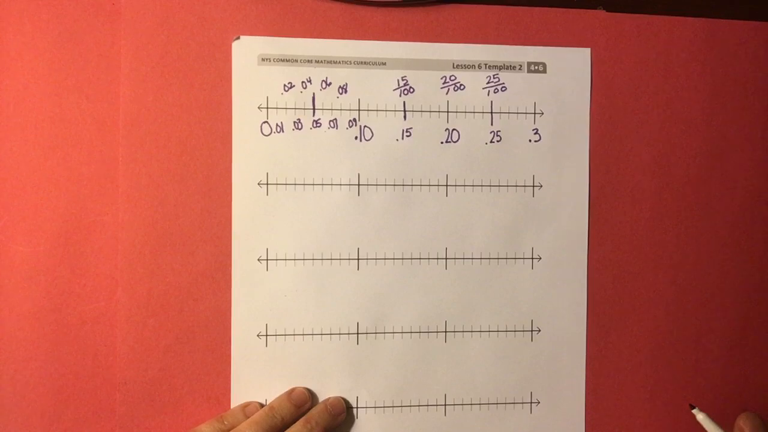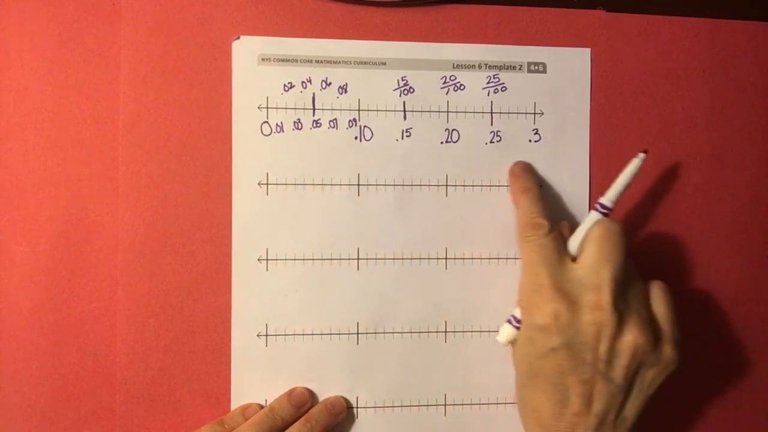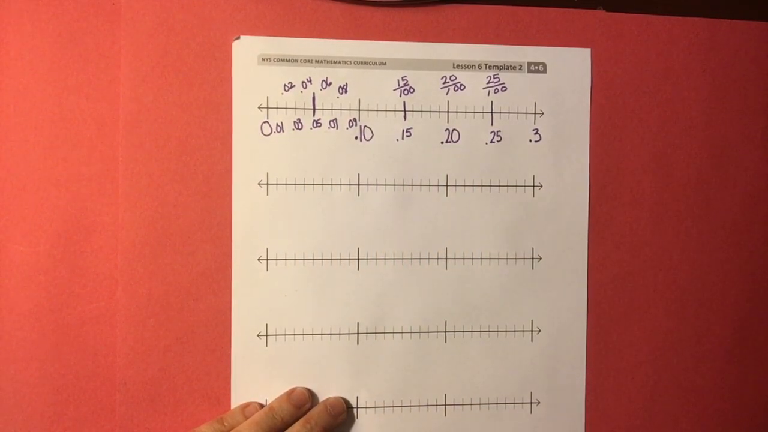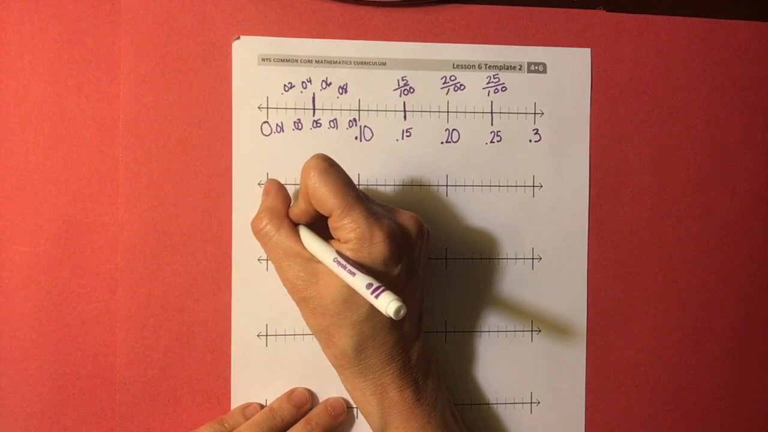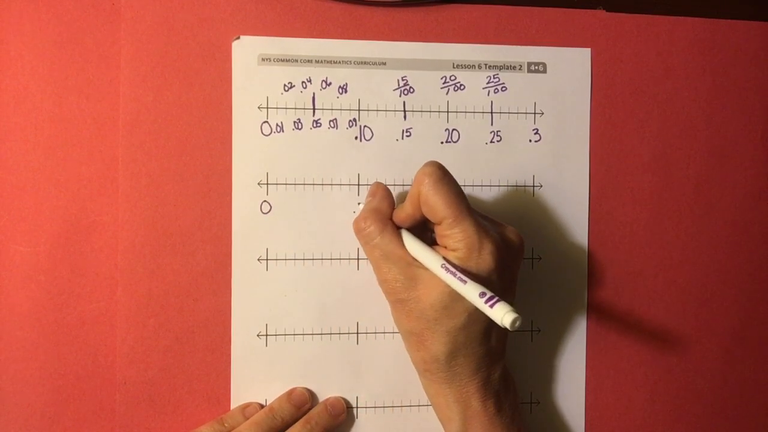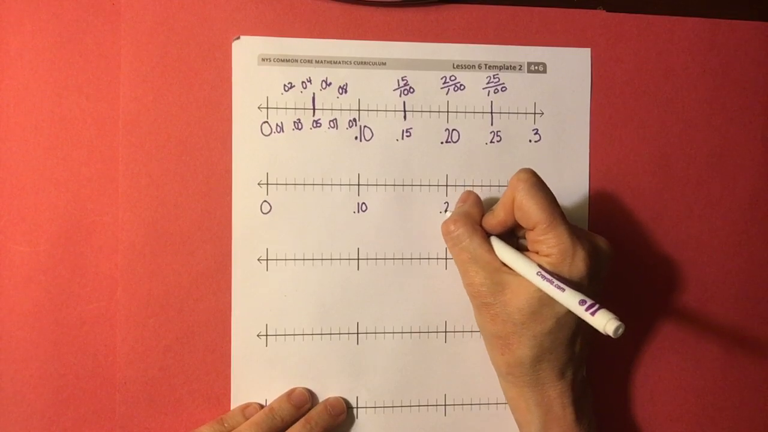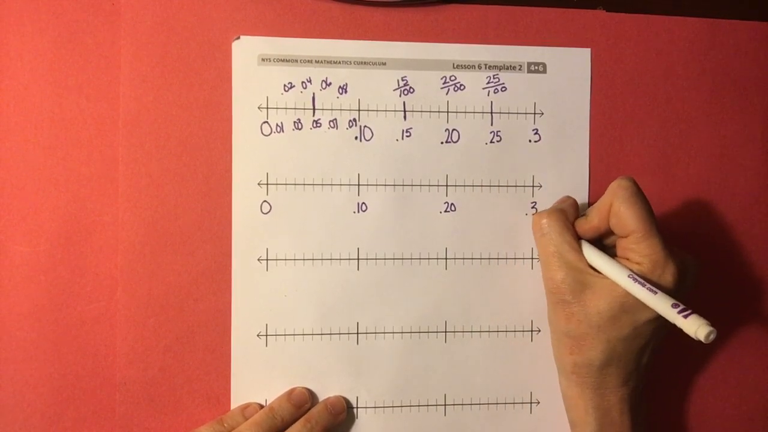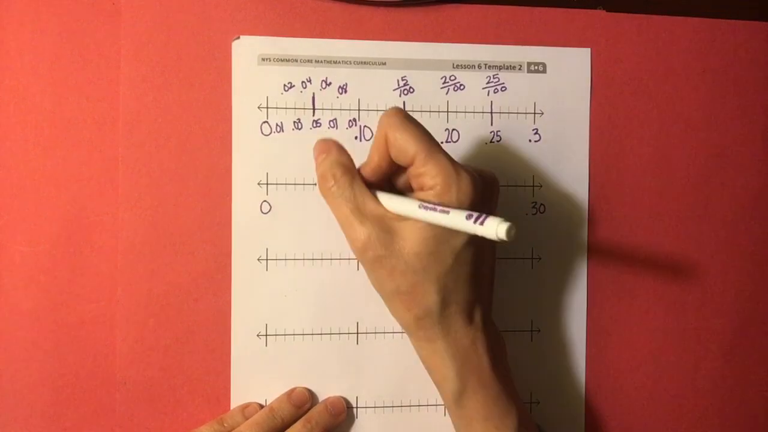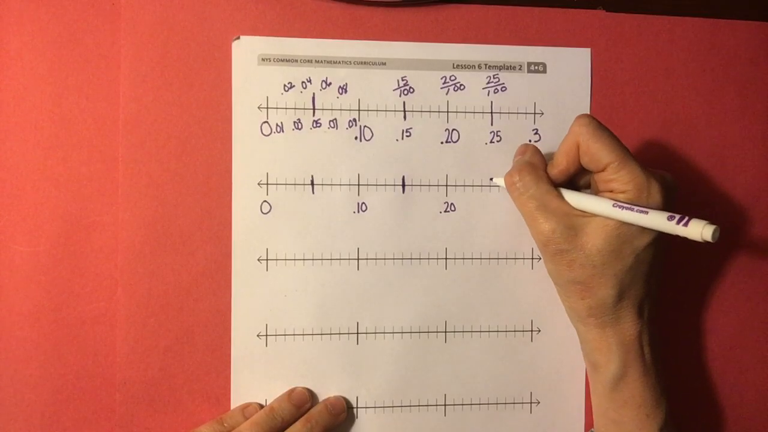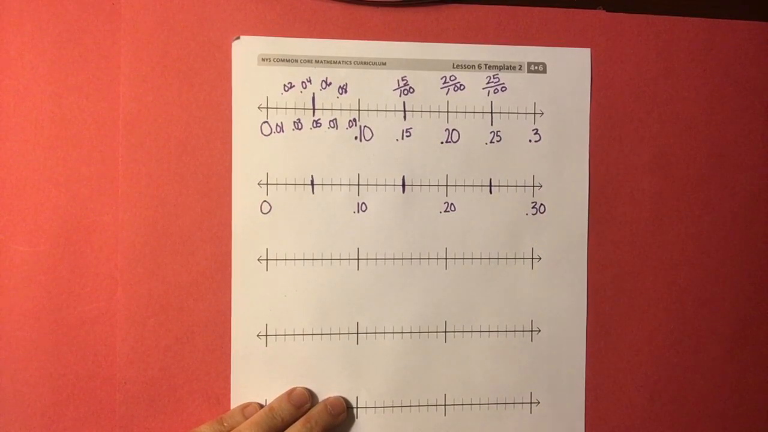Okay, so now that we have this set up, I'm not going to have you write all the hundredths because that would take forever. What I'm going to do is have you do the benchmark. So I want you to put a 0 here, a 0.10 there, or 1000ths, 2000ths, and 3000ths. Then I want you to find your halfway mark there. And that's the 500th mark.